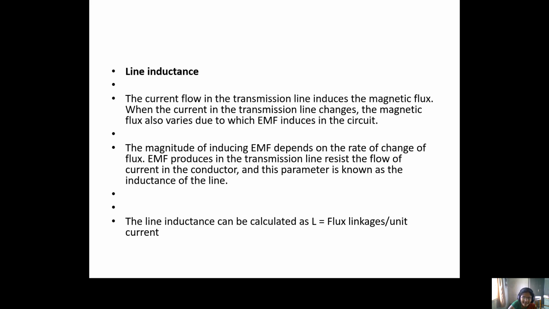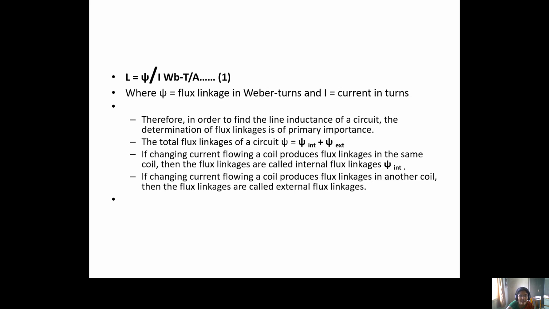The line inductance can be calculated as L equal to flux linkages per unit current. That is, inductance is defined as the flux linkages per unit current, which is nothing but the line inductance. L equals phi by I, in Weber turns per ampere, where phi is the flux linkages in Weber turns and I is the current in amperes.